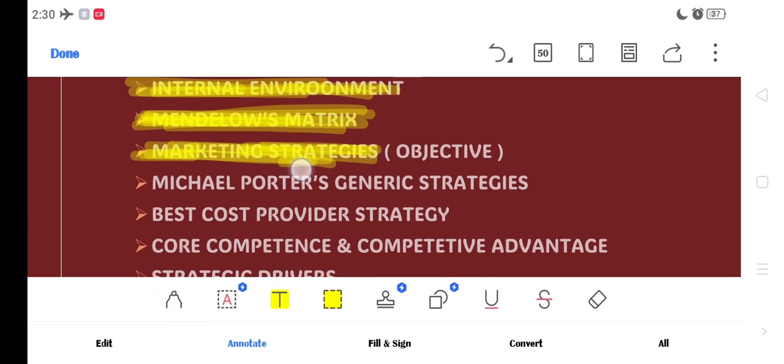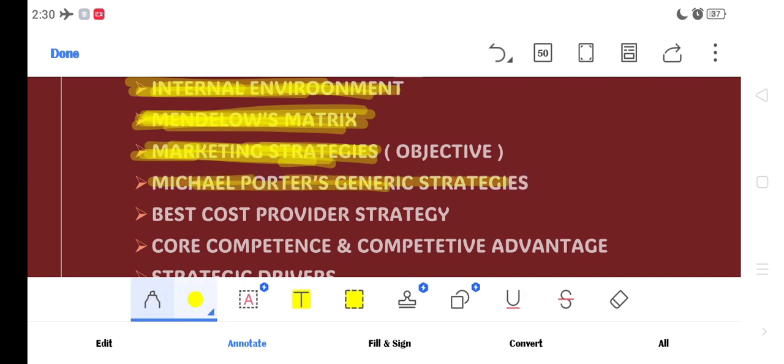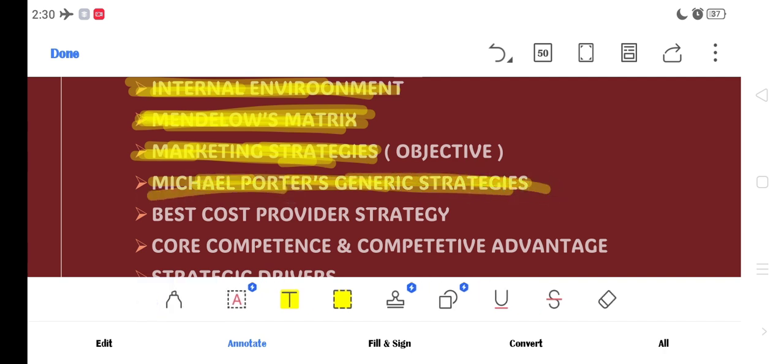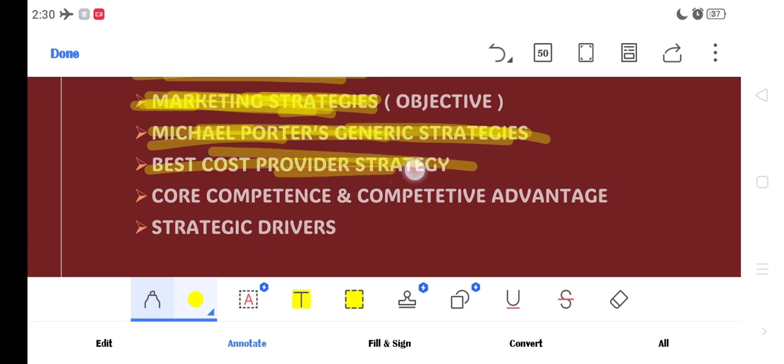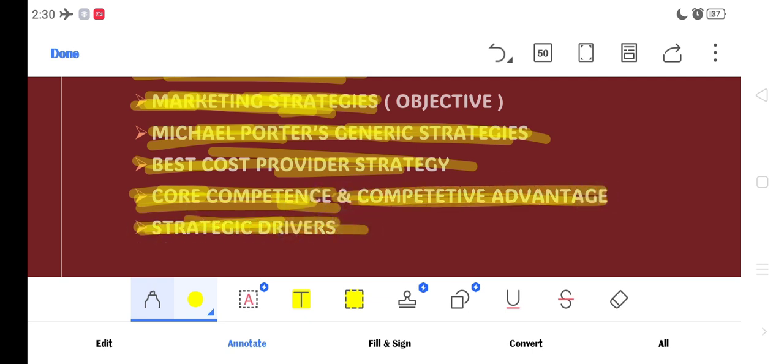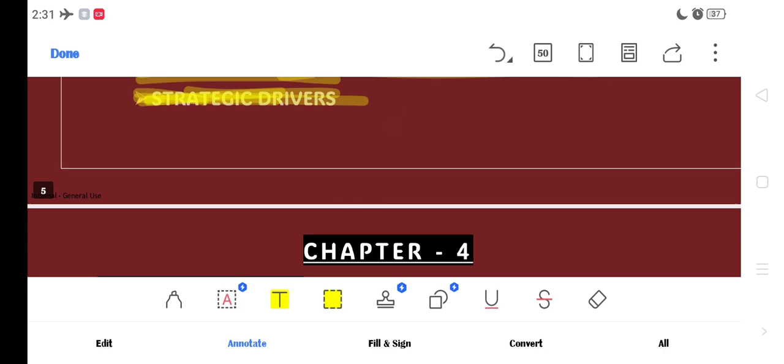Yes. Now Michael Porter's generic strategies, as we have discussed earlier with the five forces model. So Michael Porter's generic strategies are also important, and the best cost provider strategy. And core competence, obviously. How is core competence different from competitive advantage? They are going to ask these kinds of questions. And strategic drivers: what are the strategic drivers? There are four strategic drivers, no? That is also very important. Okay, this is from chapter number 3.